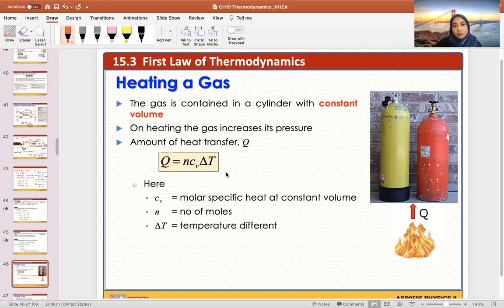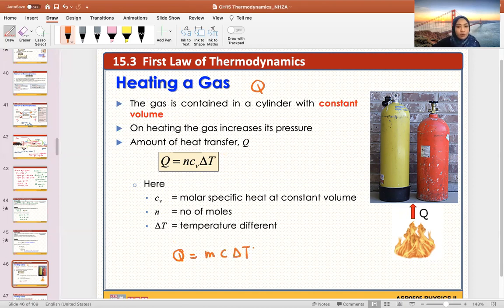So we've talked about W, we talked about delta U, but we have not talked about what the equation for Q is. So in this part, we will learn about Q. Q is equal to n C_V delta T. Q equals n C_V delta T. It looks kind of familiar to the chapter 14 equation, which is Q equals m c delta T.